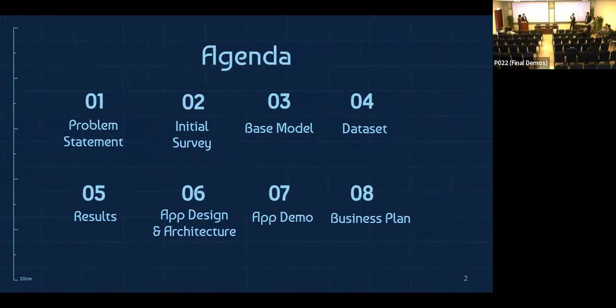We're going to start with our problem statement and the motivation. Then we're going to go through the initial survey, followed by our base model. We're going to try explaining our base model. And then we're going to go to the data set that we put together to train our model. Then we're going to look at the results, followed by the app design and architecture. And then we're going to go through the app demo and the business plan.